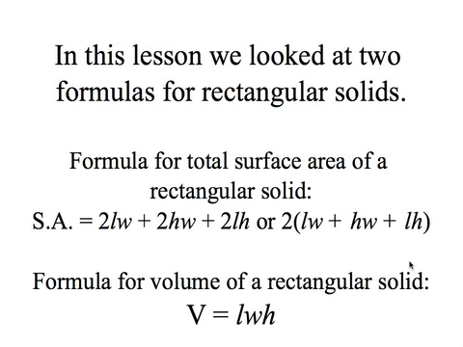In this lesson, we looked at 2 formulas for rectangular solids. First, the formula for the total surface area of a rectangular solid. The surface area is equal to 2LW plus 2HW plus 2LH, where L is the length, W is the width, and H is the height. Another way to write it is 2 times the quantity LW plus HW plus LH. And the volume for a rectangular solid is the volume equals the length times the width times the height, or LWH, where L stands for the length, W stands for the width, and H stands for the height.